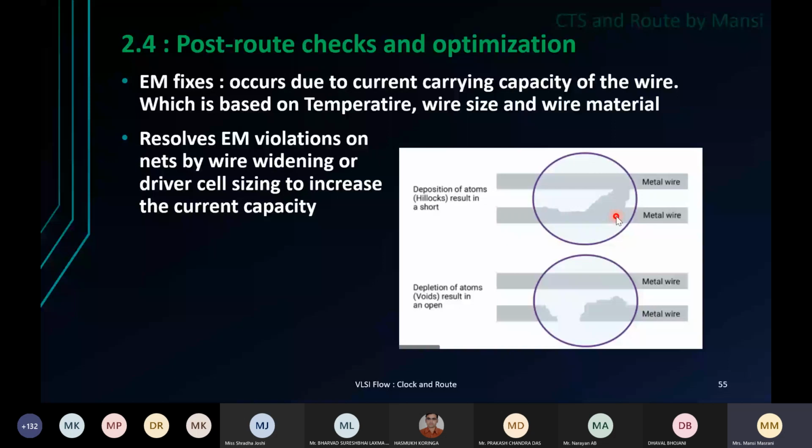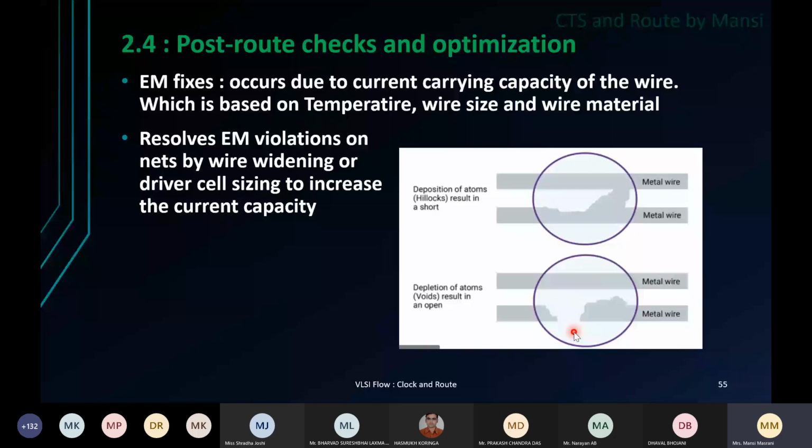Normally, what this post route check does is, the EM is totally based on temperature, wire size and wire material. So it widens this wire, it puts a bigger size so that it doesn't touch even after a few years. It widens the wire so that even if it wears out, it does not totally become an open. Some part of it is still left, and that is how it resolves the EM fixes from now onwards.